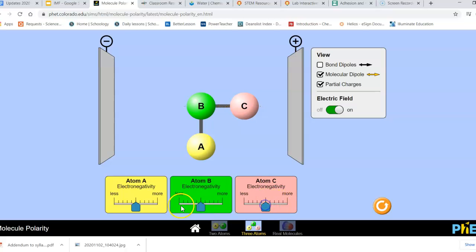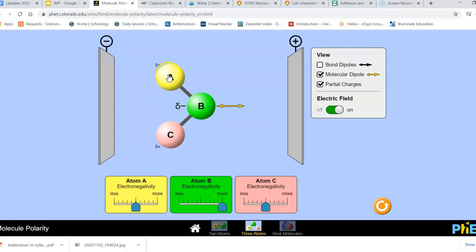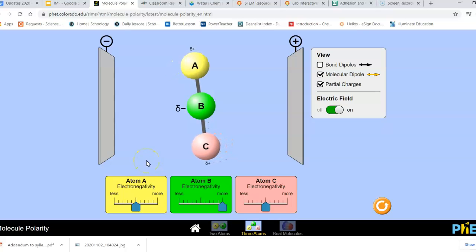I want to show you one more thing. This molecule right now has a partial positive here and a partial negative here. However, if I change the shape of the molecule, all of a sudden it becomes nonpolar. Let me explain the reason for that. It's because of the dipoles.